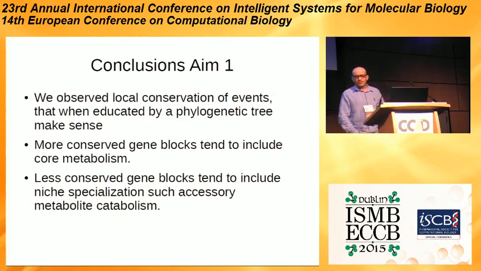So the conclusions are that we observed local conservation of events, that when educated by the phylogenetic tree makes sense. More conserved gene blocks tend to include core metabolism. Less conserved gene blocks tend to include niche species specialization, such as accessory metabolite catabolism and things that are specific to bugs in specific conditions.